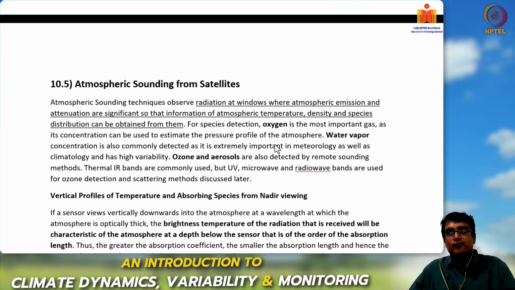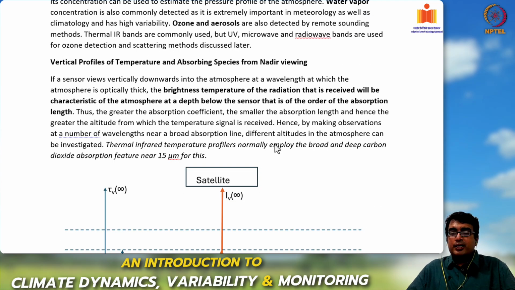Thermal infrared bands are used for measuring temperature and absorbing species like CO2, water vapor, etc. But UV, microwave and radio wave bands are also used for ozone detection and scattering from aerosols, dust particles, water droplets, etc. So the sounding techniques of course also have the IR band, but also the UV band, microwave band and radio wave bands. Okay. So here we will first look at how to measure the vertical profile of the atmosphere temperature using the atmospheric sounding method from the satellite.